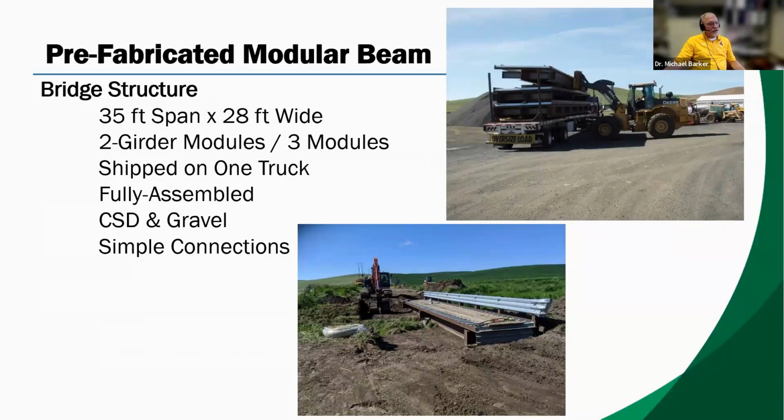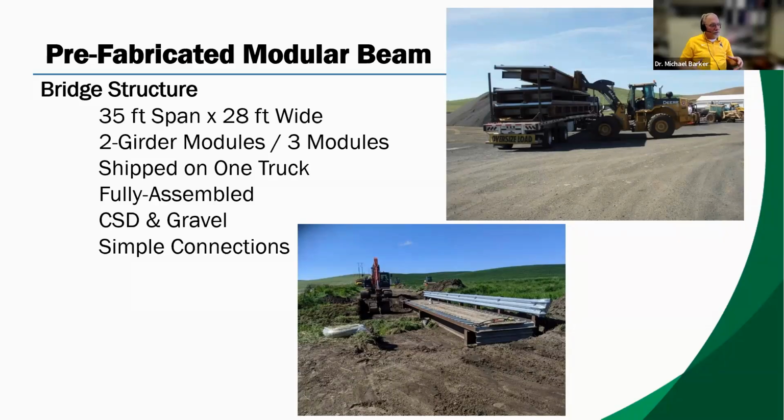But they ordered this bridge and it came on one truck, as you can see on the top right. And then you can use pretty light equipment. There's this county owned equipment to lift those off and put them in place, as you can see towards the middle bottom. So the new bridge was 35-foot span. I forget what the old one was, 28-foot wide, so a little wider. Two girder modules. There were three modules that came on this truck.